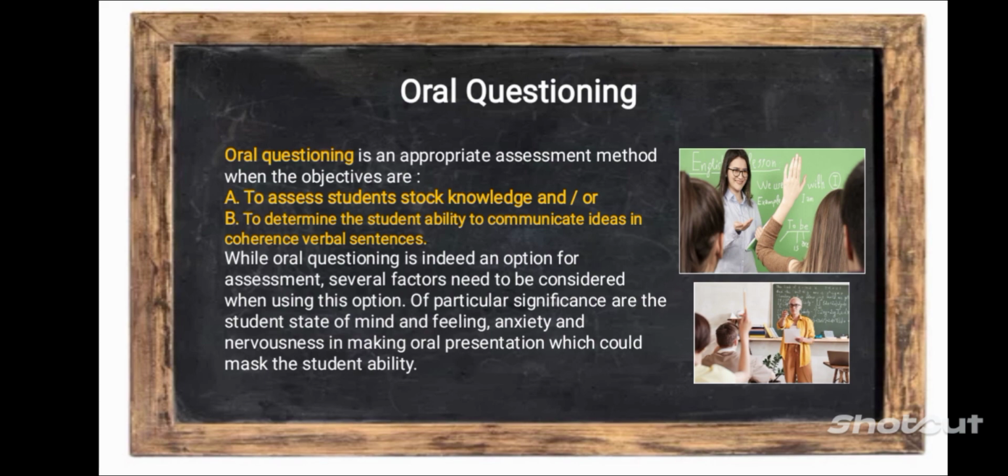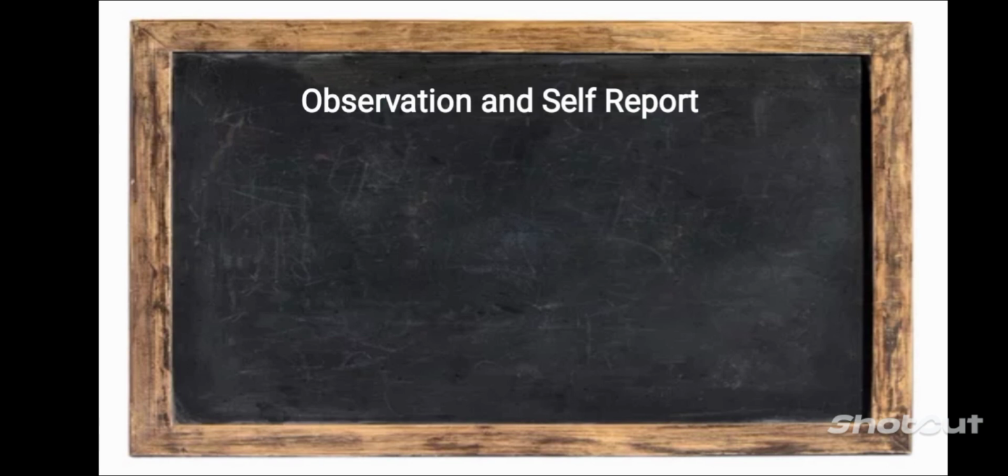Earlier, I asked you a question about what is your philosophy in life. That question is an example of oral questioning, a form of evaluation where an individual is asked a question verbally to assess their understanding, knowledge, or skills on a specific topic or subject matter. The responses given by the individual are evaluated based on the accuracy, depth, and coherence of their answers. And the next one is the observation and self-report.